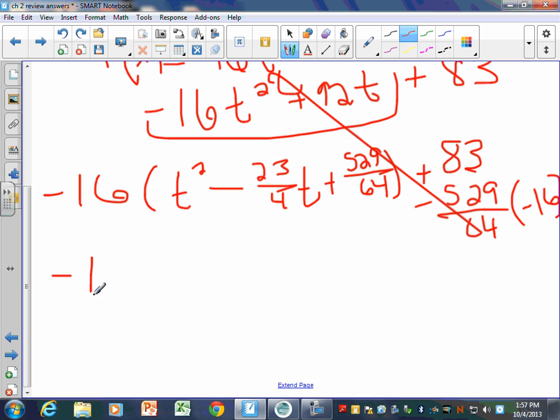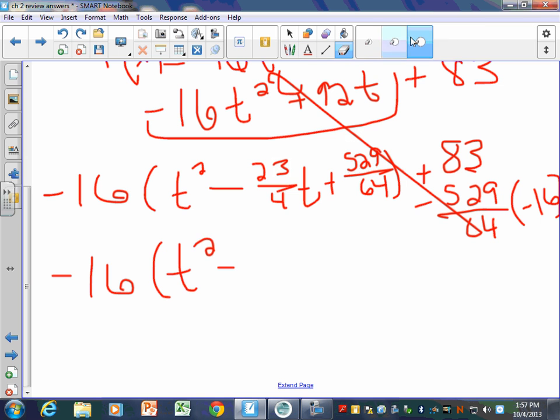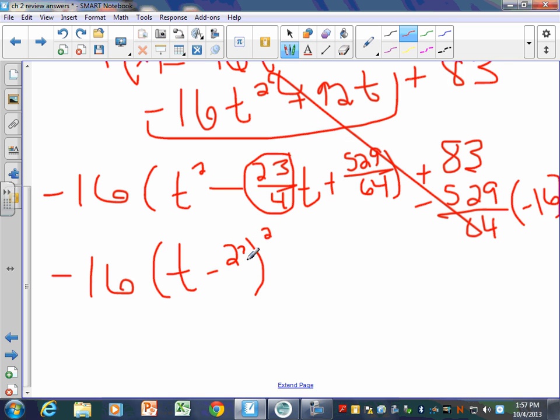So what is this? Negative 16, and then that's t squared minus, sorry, just kidding. It's not t squared, right? If I'm going to write it as a perfect square, it's t minus something squared. How do I get that something right there? Half of that, right? I think that was 23 over 8. Is that right?